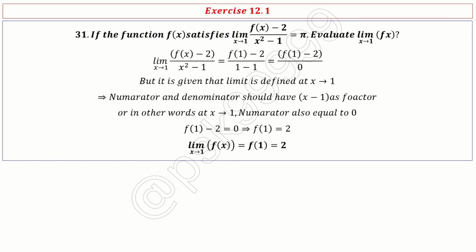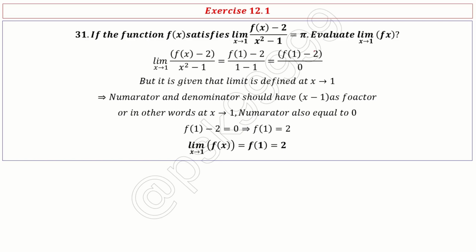If the function f of x satisfies the limit as x tends to 1 of f of x minus 2 divided by x square minus 1 equal to pi, evaluate the limit as x tends to 1 of f of x. Yeah, this is a straightforward question. Now, if you substitute, the denominator is 0, correct? That means the limit is not defined unless the numerator also becomes 0 at x tends to 1.